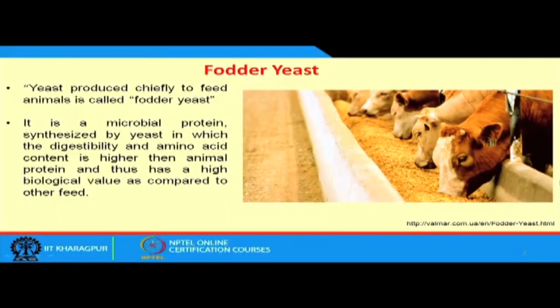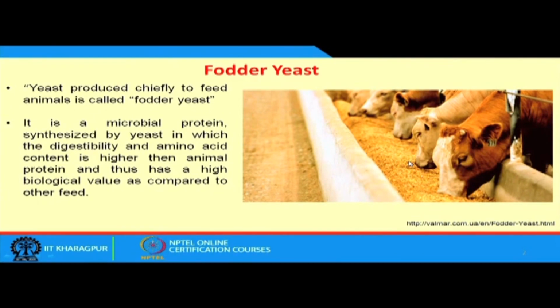Now today I want to discuss fodder yeast production, and fodder yeast is basically produced by using another kind of yeast, which we call Torula utilis. The yeast produced cheaply to feed animals is called fodder yeast. This has good nutritional value.